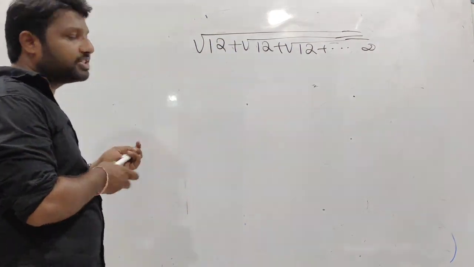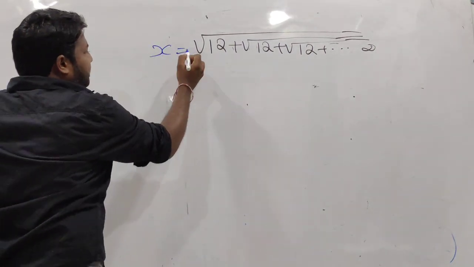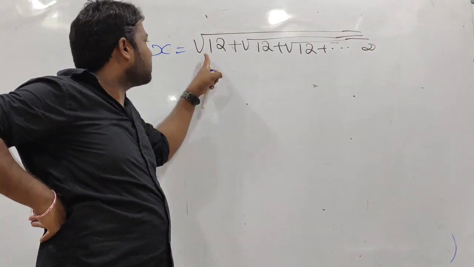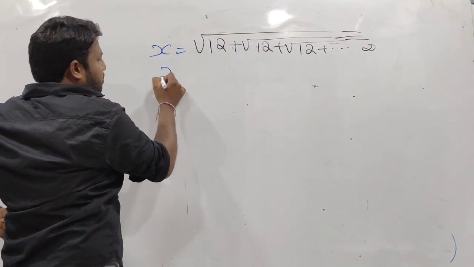సో బేసిక్ మెథడ్ ఏంటి, సేమ్ థింగ్ మల్టిప్లికేషన్ ఎలా చేసామో ఇందులో కూడా అంతే. సో ఐఎమ్ టేకింగ్ x is equal to this value. సేమ్ అనుకుంటాను, x is equal to root 12. You have to solve this. You have to find x value. Root 12 plus root 12 plus root 12 plus so on up to infinite. So x is equal to what I am doing.